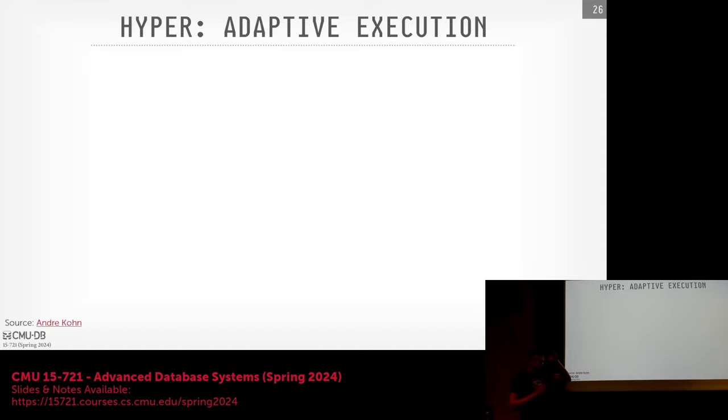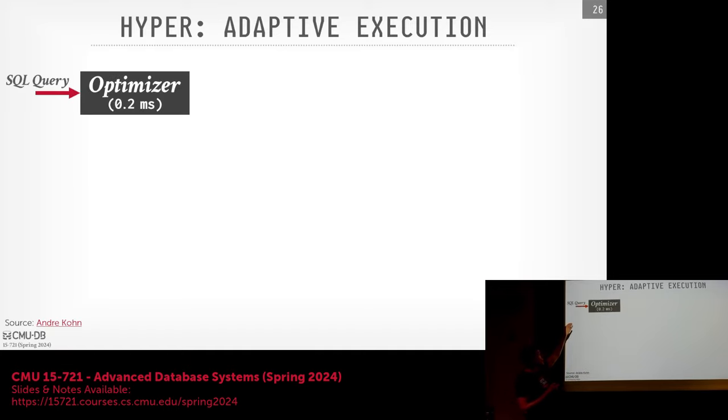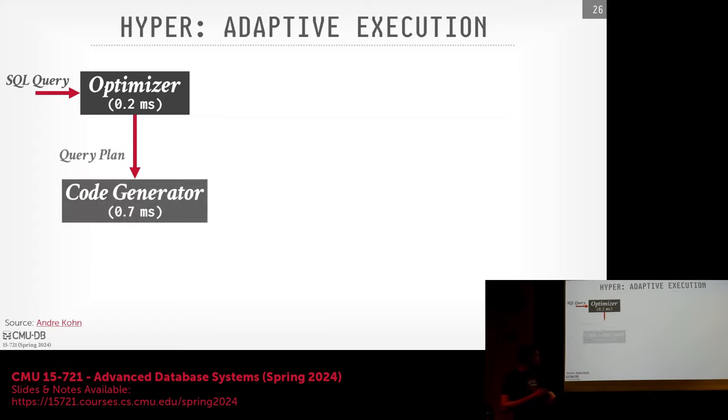So this is going to walk through how this all works. The SQL query shows up, and you run it through the query optimizer. For them, that takes roughly 0.2 milliseconds. HyPer also has one of the state-of-the-art query optimizers. We'll cover that later, but that's a pretty good optimization time.